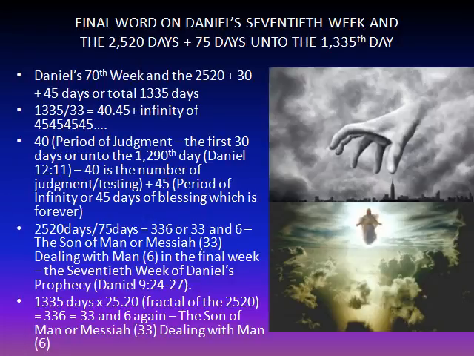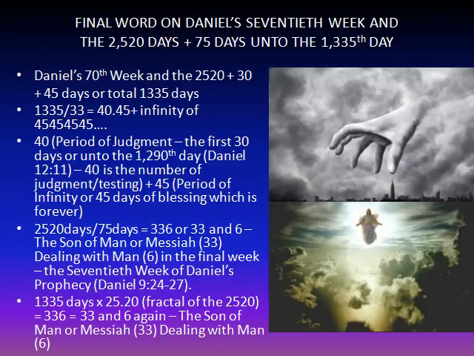The final word on Daniel's 70th week and the 2,520 days of that week, plus the 75 days unto the 1,335th day, as recorded in Daniel chapter 12. Daniel's 70th week and the 2520 plus 30 plus 45 days, or the total of 1,335 days.